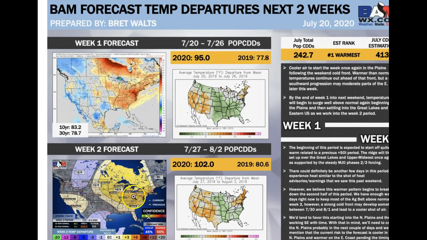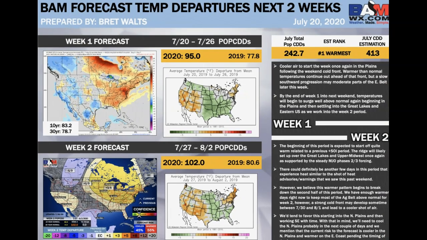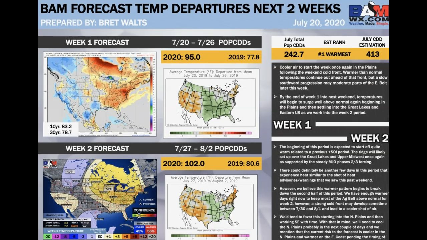Week 1, week 2 temperature forecast. We went a widespread 3 to 5 degrees above average in the east. And a lot of this is due to the pattern that we're noticing, just the models having a horrendous time forecasting and verifying. We do believe, though, that July ends up the warmest on record for cooling degree demand, for energy purposes, with an estimation at 413 CDDs. All right. We do believe the warmer pattern begins to break down the second half of the week 2, though. Okay. A lot of the warmer days are in the first few days of the week 2 forecast, but we anticipate a strong cold front probably develops between the 30th and the 1st of August to lead to a cooler shot of air as we work ahead.